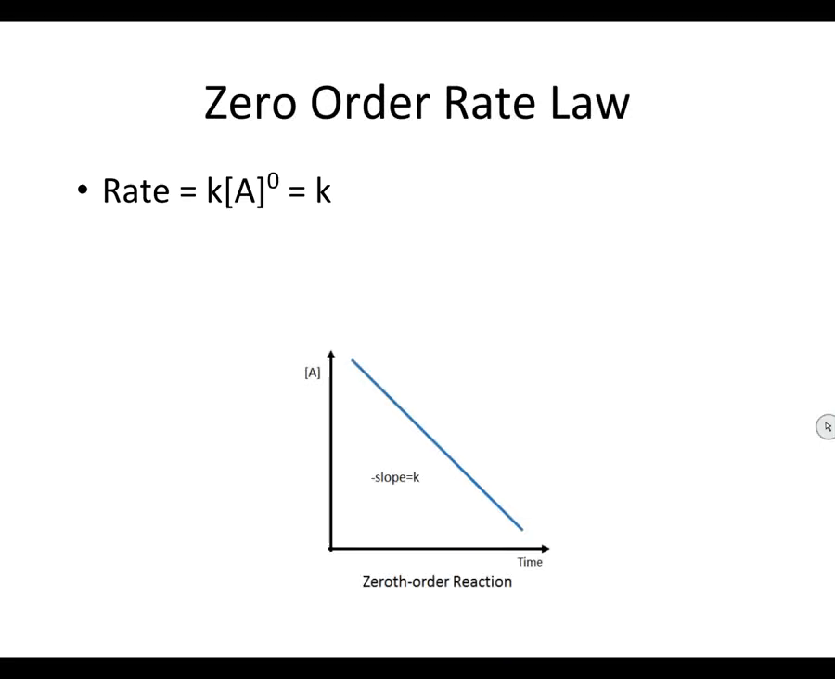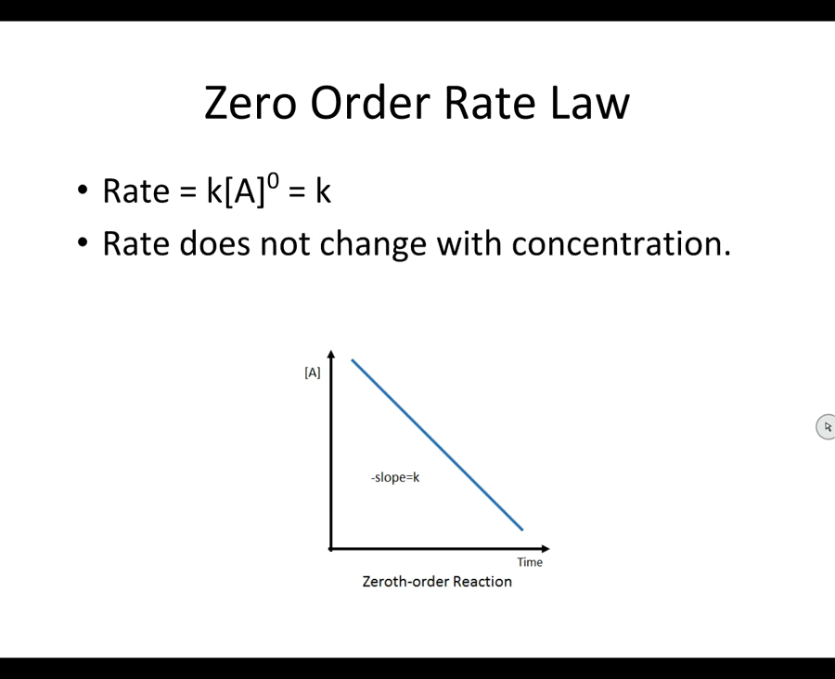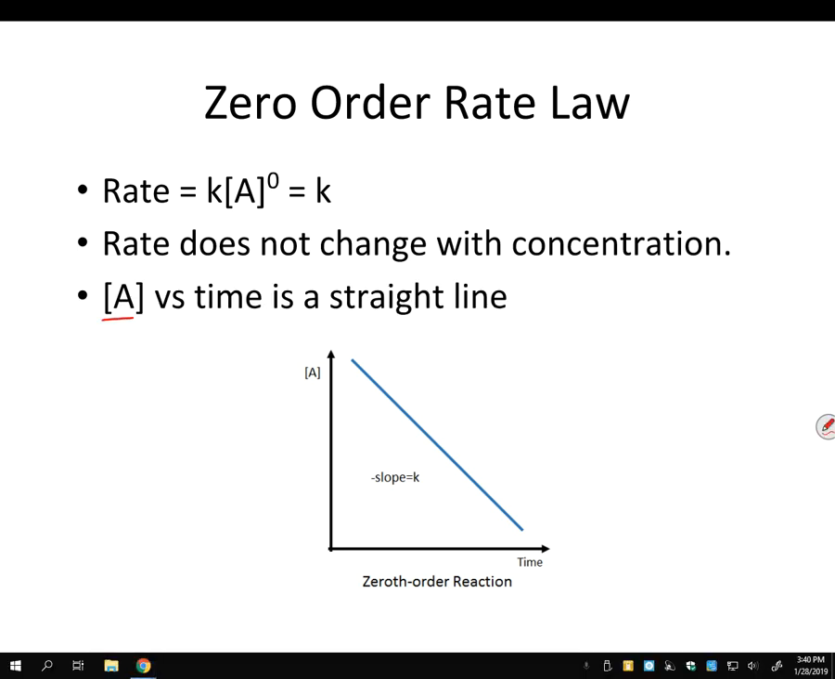Zero order, or zeroth order, they'll have it that way. In this case, A is to the 0 power, and anything to the 0 power is equal to 1. So really, our rate equals our rate constant. It does not change with concentration. And in this case, the concentration of A versus time is a straight line.